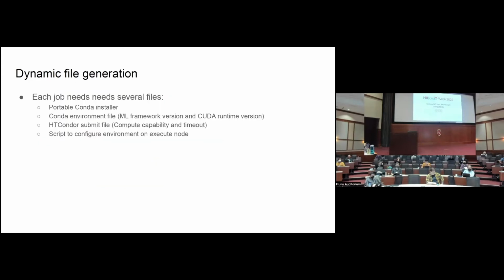So we've now pruned the version space and we need to dynamically generate the files associated with testing each of these version combinations. So anytime we want to test one of these versions, we need a few files for that test to run. First, Conda is being installed on the execute node for each job. So each job needs access to a portable Conda installer. Second, each job needs its own Conda environment file, and this is where we're pinning the framework version and the CUDA runtime version. Third, we have the HTCondor submit file, which is where we've specified a compute capability that corresponds to the GPUs we want to use. And then we're also defining the timeout in the submit file. And then finally, we have some kind of a script that just sets up our Conda environment on the execute node and gets everything to run.